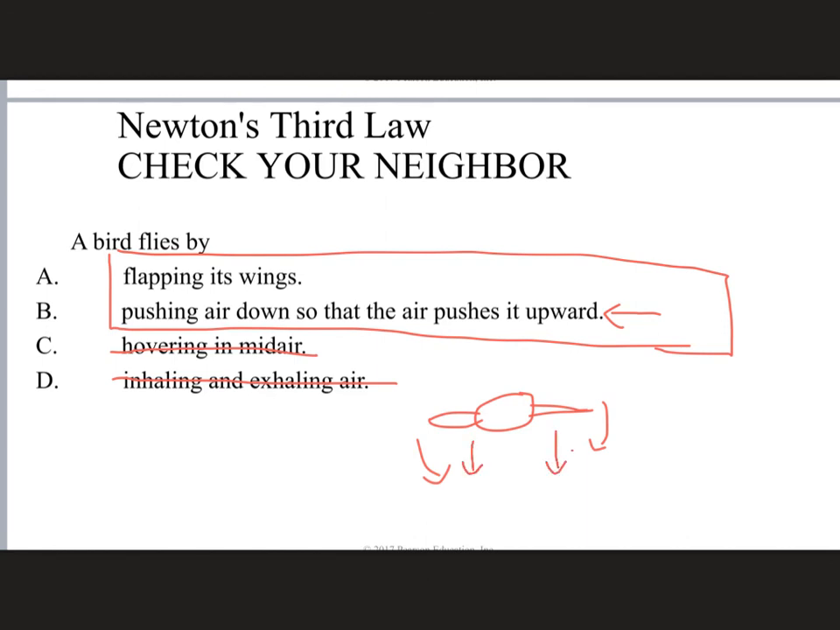Well, what does the air do? The air pushes back with an equal and opposite force. And that provides the lift that enables the bird to fly. And so that's the basic idea behind what enables a bird to fly. And that brings us to the end of the chapter.